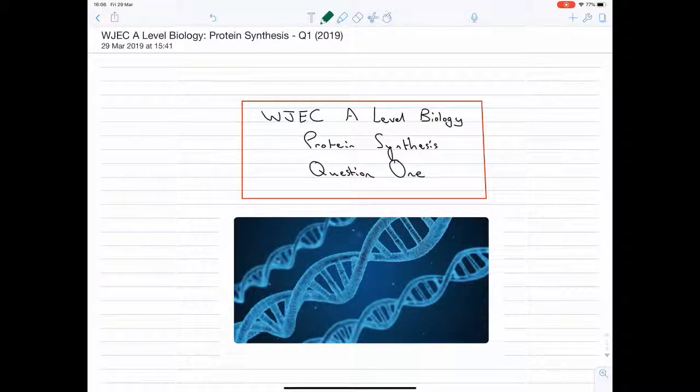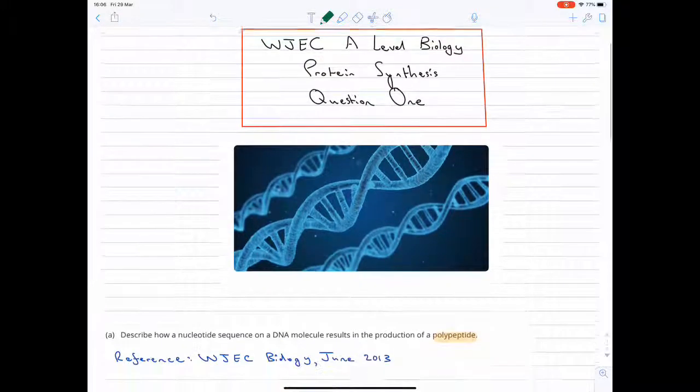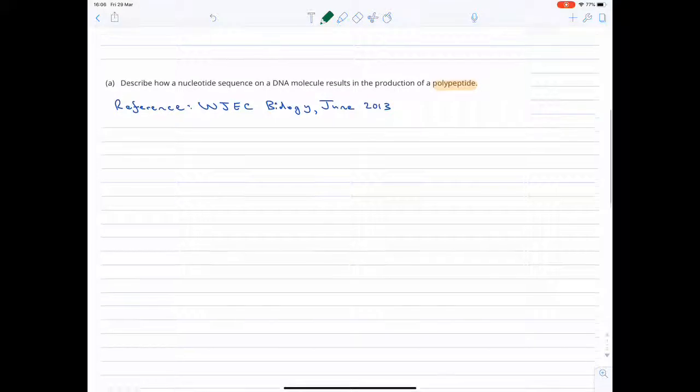Hi, in today's session we're going to be answering an exam style question on protein synthesis for the WJEC A Level Biology. So this is question 1, which I'm doing for protein synthesis. So without further ado, let's get right into it. So this is the question that we have.